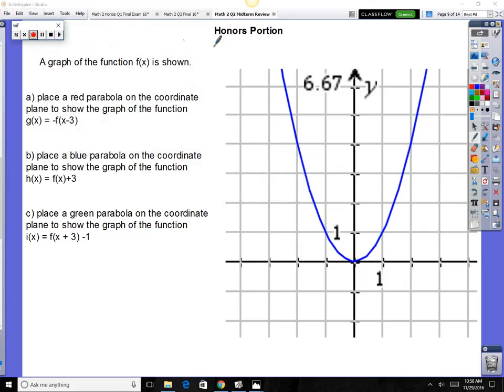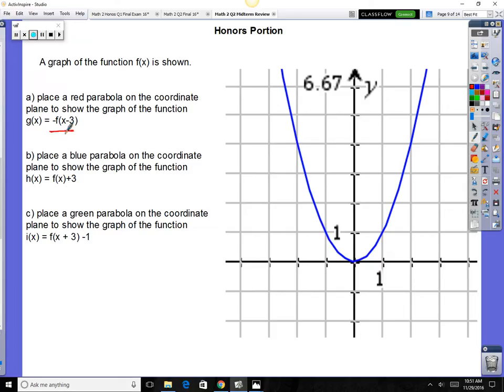Alright, so you're given a parabola. Okay, this is the original, what you're given. Now they want you to transform it 3 different ways. A, they want you to place a red parabola on the same grid that shows the transformation. So the transformation is going to do this.